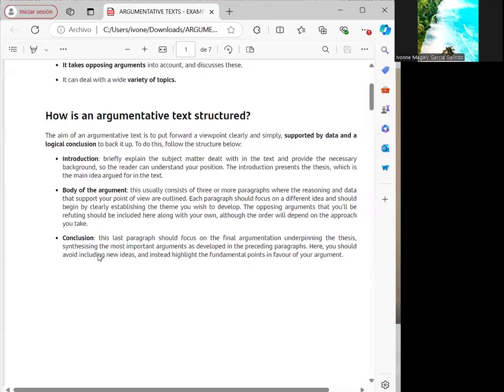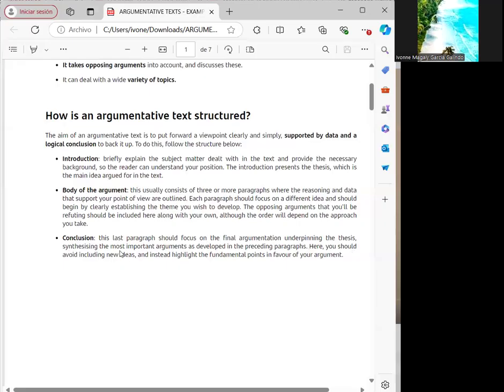And it is important at least to have these 3 paragraphs. This is the last paragraph and should focus on the final argumentation underpinning the thesis.